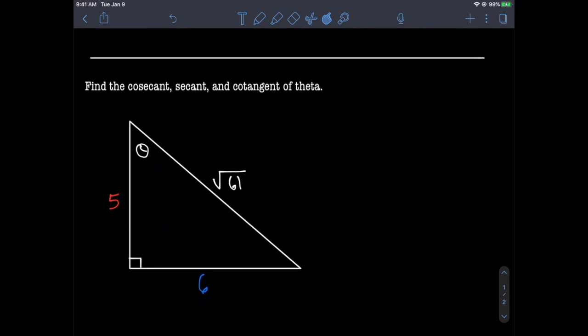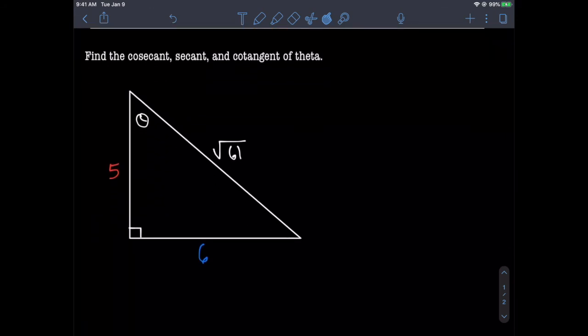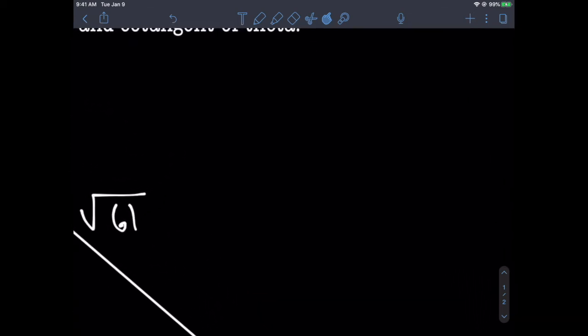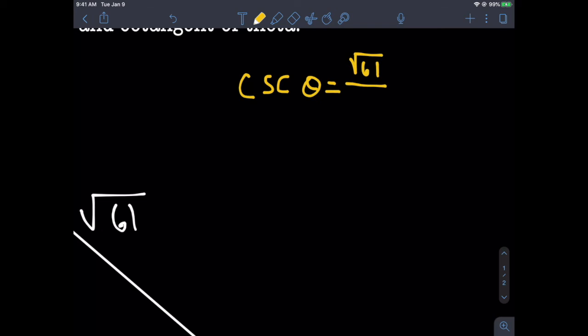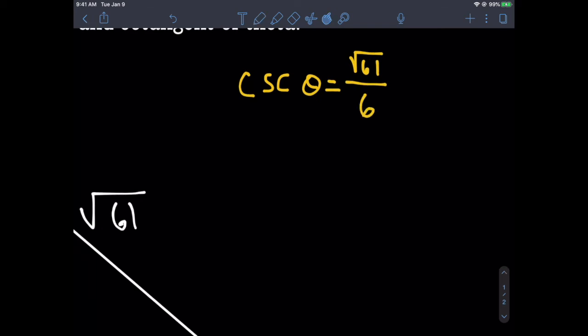Here we're asked to find the cosecant, secant, and cotangent of theta. We can see that the opposite side is 6, the adjacent side is 5, and the hypotenuse is the square root of 61. To find our ratios, we'll use our new friend CHOSHACAO and write down the appropriate fraction using the appropriate side lengths. And we're going to do that like so. The cosecant of our theta is going to equal the hypotenuse, the square root of 61, over the opposite side, which in this case is 6, and that's my cosecant.